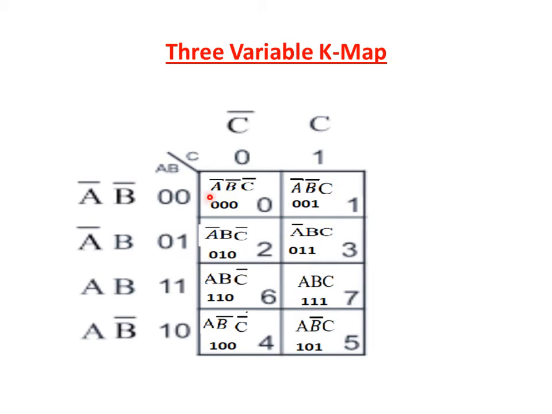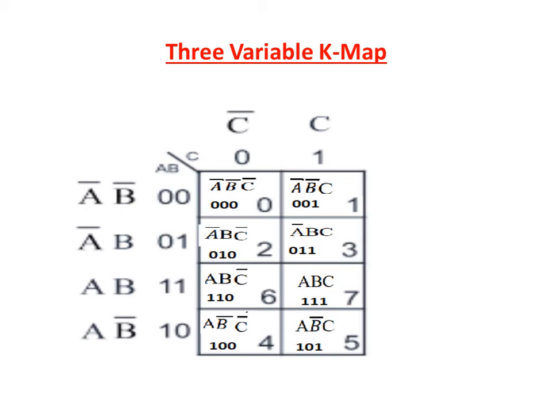Now the second cell is 0, 0, 1. The cell 2 is 0, 1, 0 and the third cell is 0, 1, 1. Now the fourth cell is here 1, 0, 0. Fifth cell is 1, 0, 1. Now the sixth cell is 1, 1, 0 and the seventh cell is 1, 1, 1. The equivalent min terms are represented in each cell.